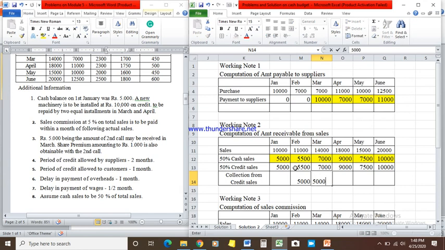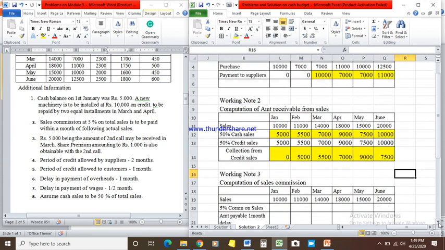sales will be collected in the month of March. Then March becomes April, April sales becomes May, and May will be collected in the month of June. So in this way we will be collecting the money, and these figures will go in our cash receipts. So on account of cash sales, these are the collections. On account of credit sales, the amount will be collected in this particular manner.